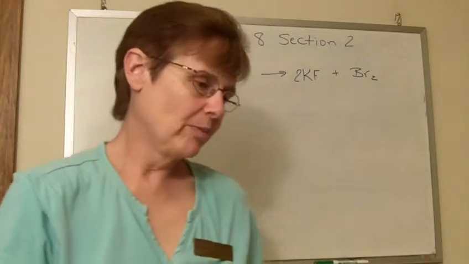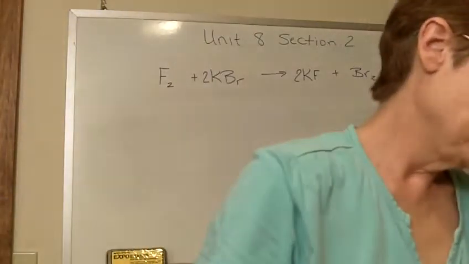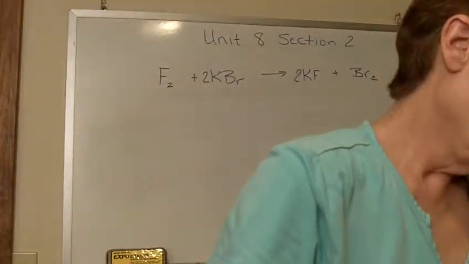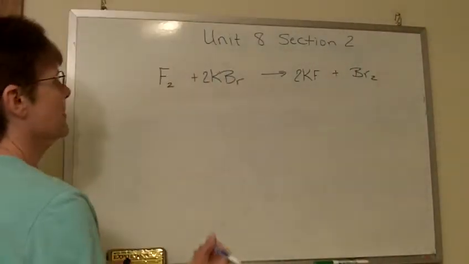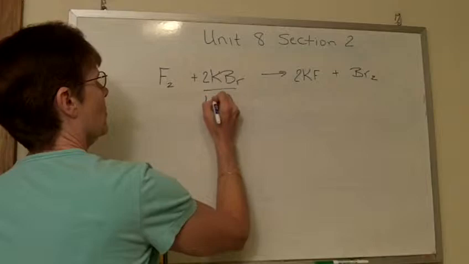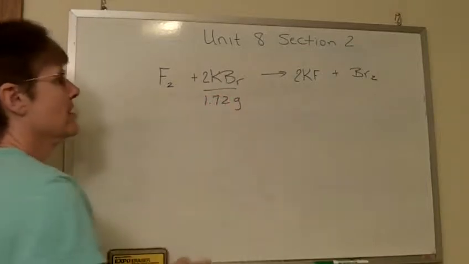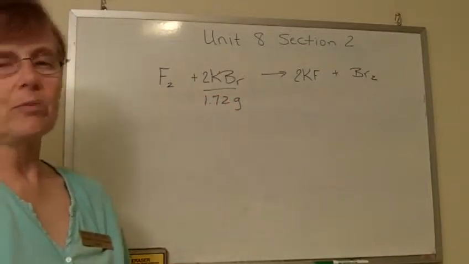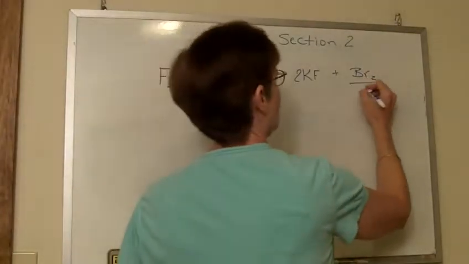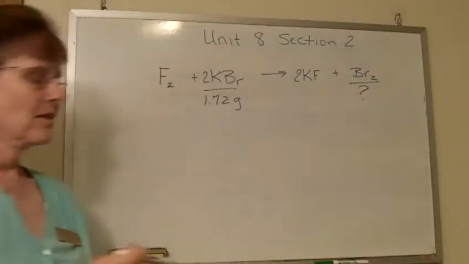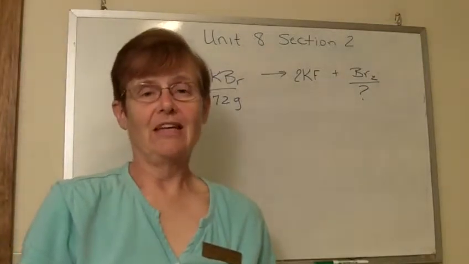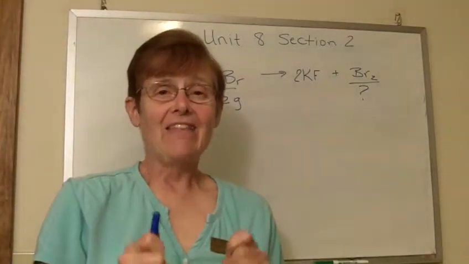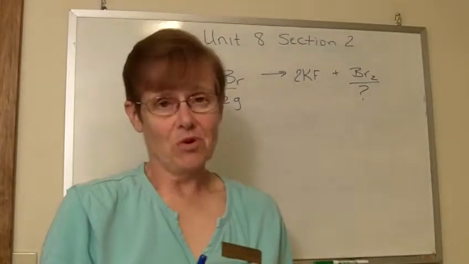So I'm going to look at a problem that just came out of a book that tells me that we're going to have 1.72 grams of potassium bromide. 1.72 grams, so that's given in the problem. And the problem is asking me how much of this will be produced. So our first step then is to understand that I can't get there straight from grams.